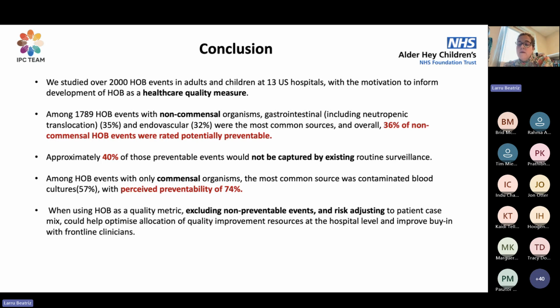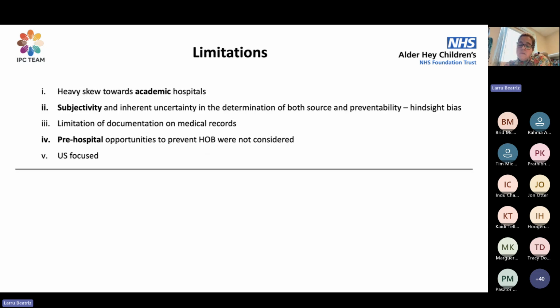And therefore, they posit that hospital-onset bacteremia can be used as a quality metric if we understand better how to exclude non-preventable events and adjust for the risk population that you have in your hospital to use it as a quality metric. And as I said, the study also has limitations. It's quite a question how generalizable it is when it only includes US hospitals, mainly academic large tertiary centers.